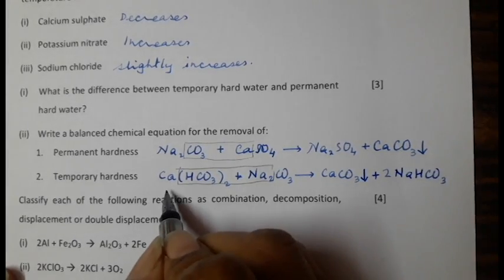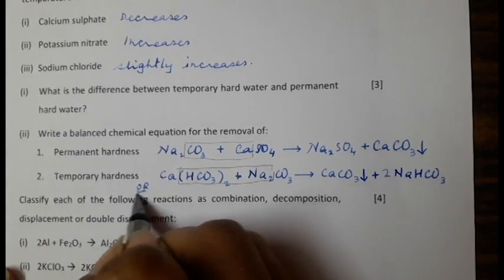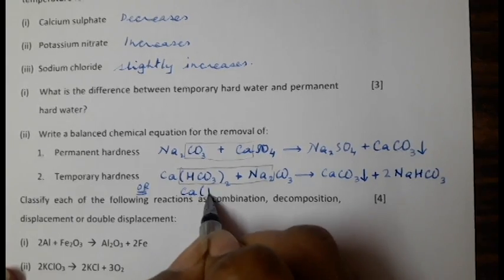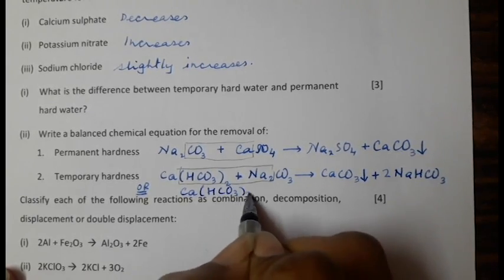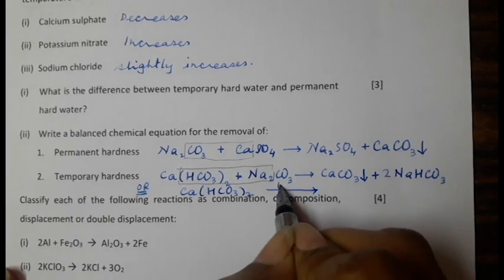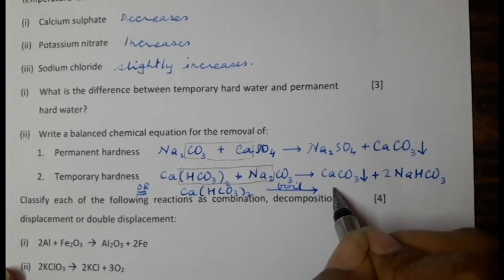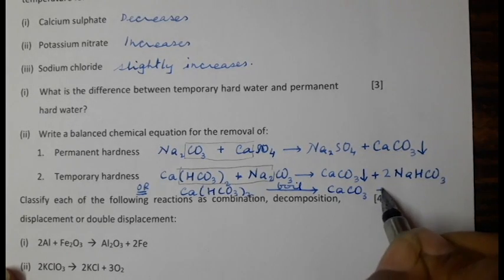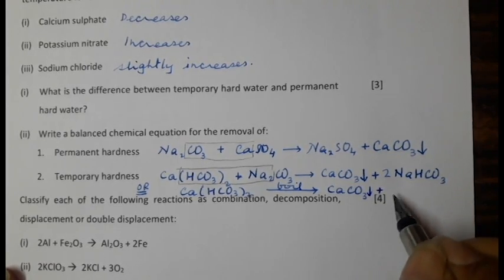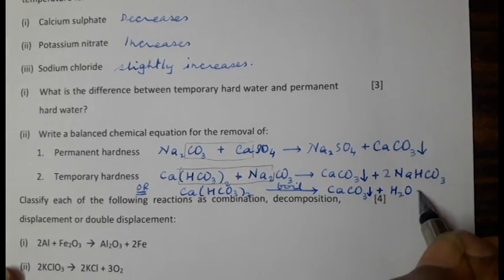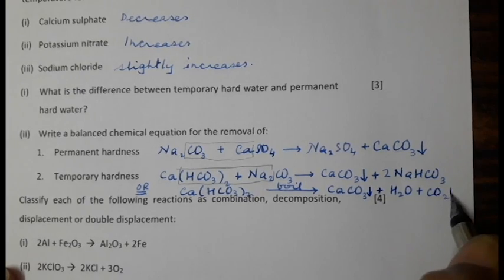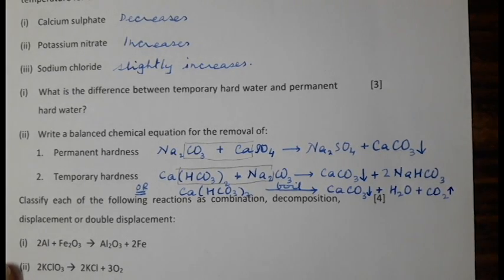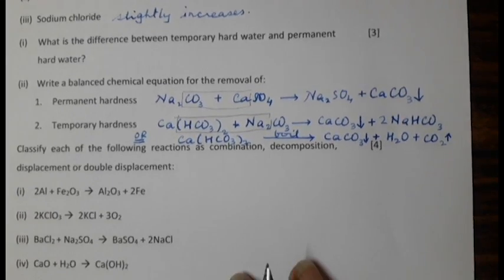You could have even boiled off this Ca(HCO3)2, and if you were to boil it off, you will have CaCO3, and that will be a precipitate, and because it is HCO3, it will give you H2O plus CO2. So that is how we can remove the temporary hardness as well.